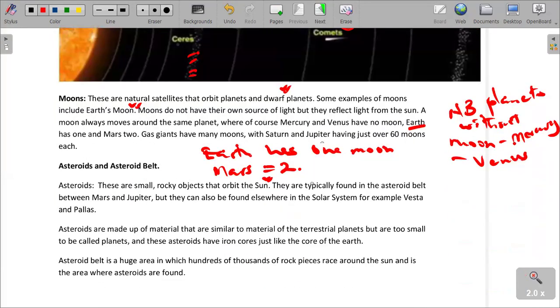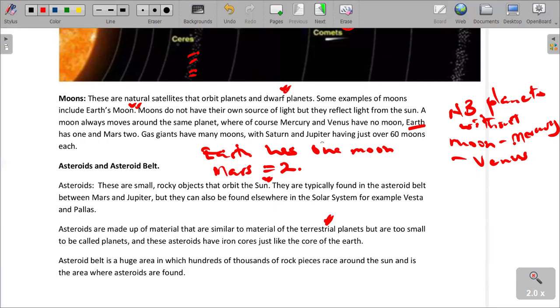So that is what we mean by asteroids. Asteroids are made up of materials similar to the materials of the terrestrial planets. I remind you that we talked about the terrestrial planets, Earth and Mars, the land planets. Their materials also make up the asteroids, however they are too small to be called planets.